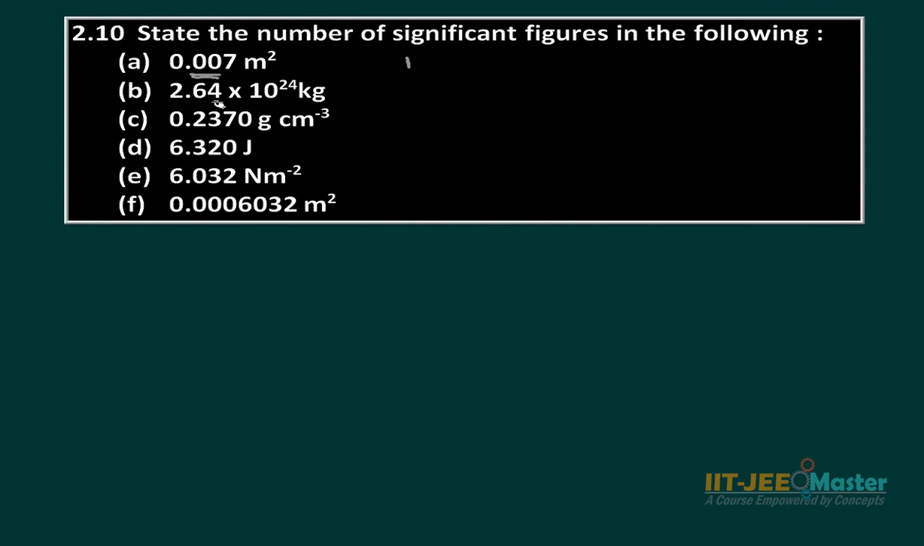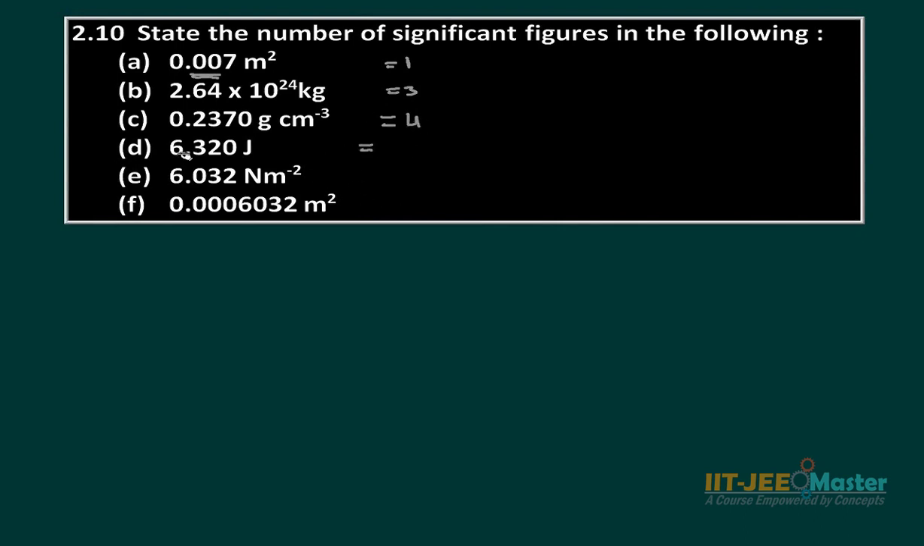Here significant digits are 2, 6 and 4. So significant digits equal to 3. In this case significant digits are 4, 2, 3, 7, 0. All these are significant digits. This 0 is also significant because in a number with decimal point, trailing zeros are significant. So this 0 is significant. 2, 3, 7, 0. 4 significant digits are here.